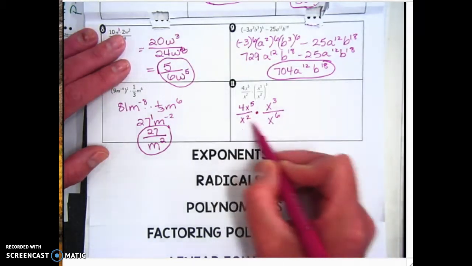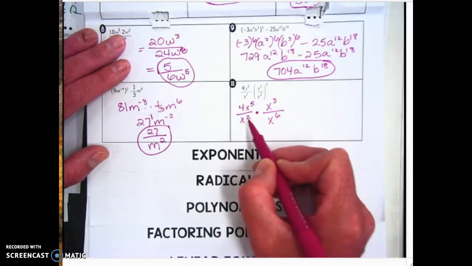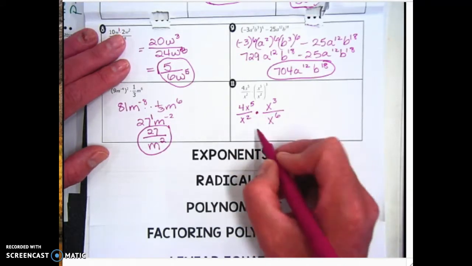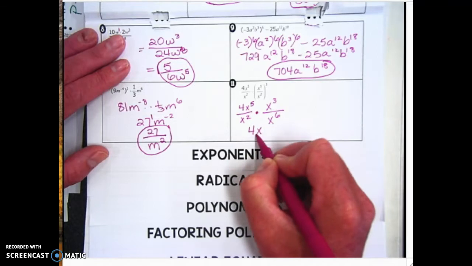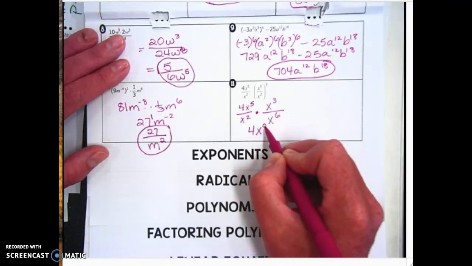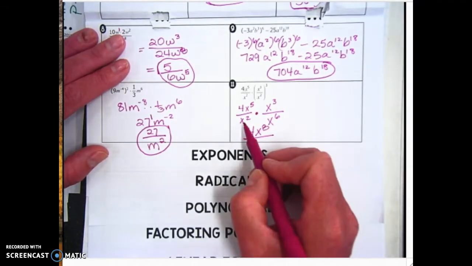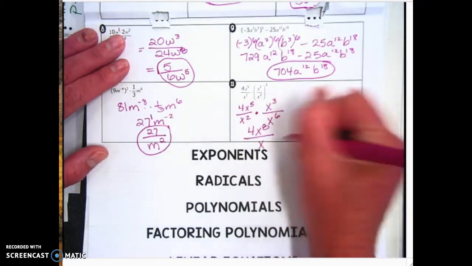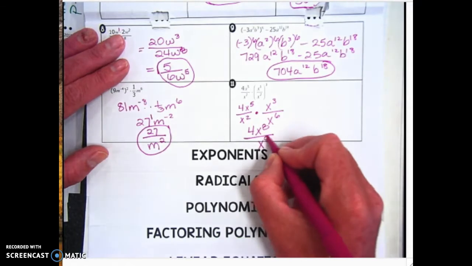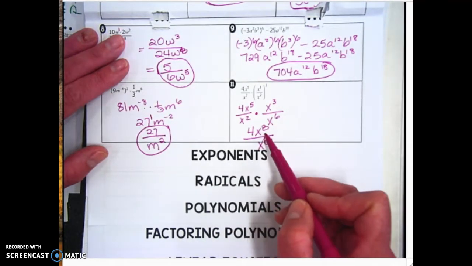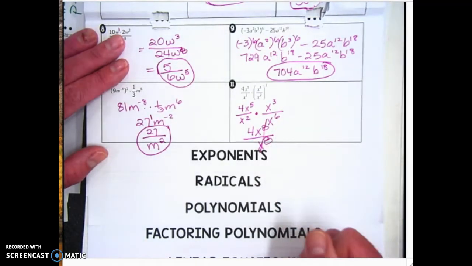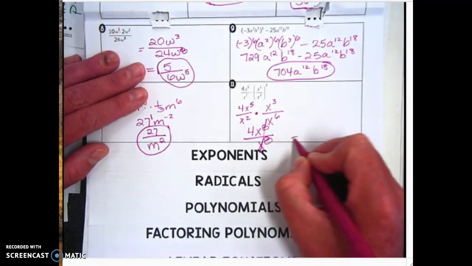Now I'm just going to multiply straight across on the numerators and straight across on the denominators. So 4x to the 5th times x to the 3rd is 4x to the what power? 8th. And then in the denominator, x to the 2nd times x to the 6th is what? X to the 8th as well. So we have x to the 8th in the numerator and in the denominator, so they cancel. And we're just left with 4.